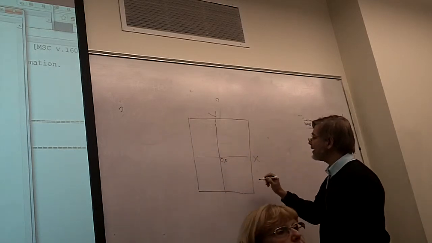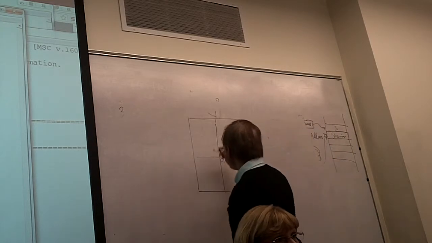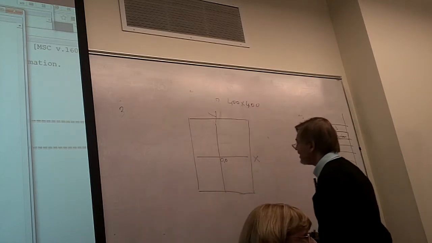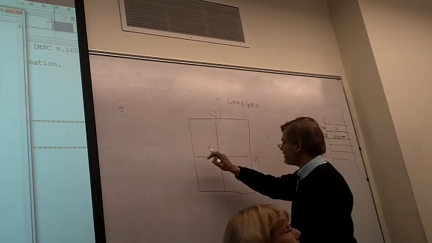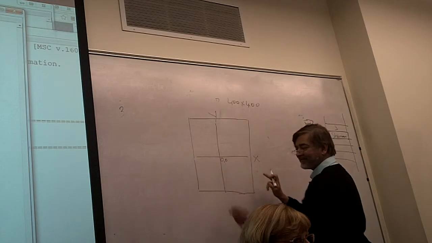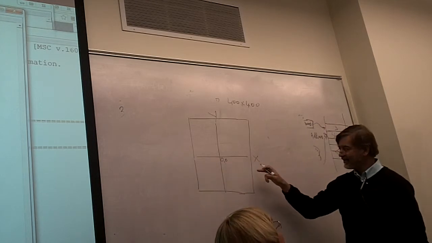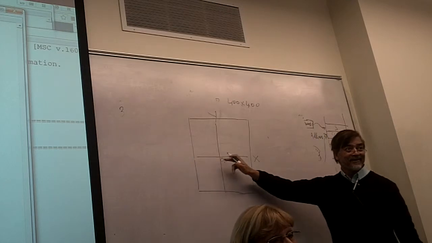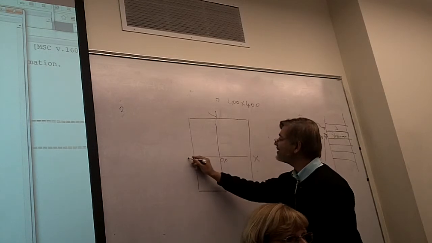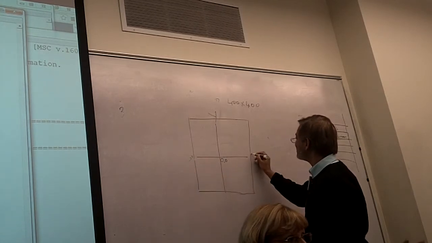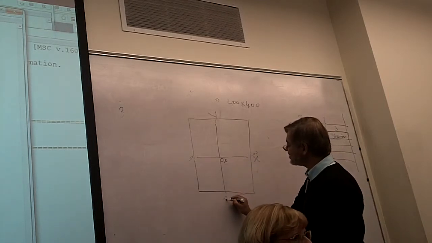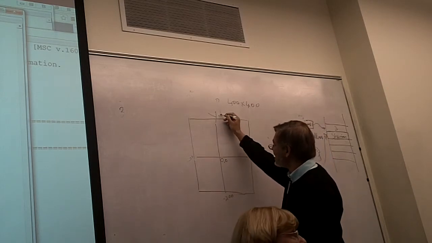So if this is 0, 0 and your window, let's say the window is 400 by 400, suppose, then what will be the range of x values from here to here? This is 400. Negative something? Negative 100. So -200 maybe? Yes. To +200. Right. And similarly, this will be -200 to +200 for y.